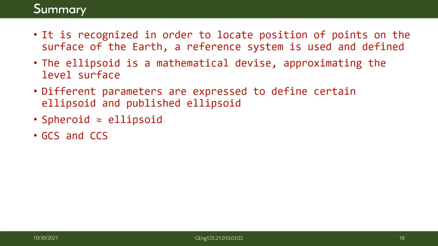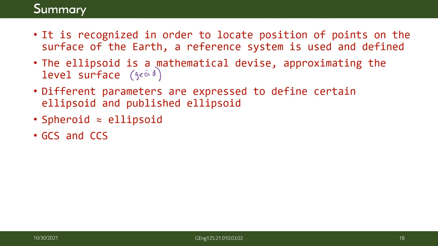So, summary. It is recognized that in order to locate positions of points on the surface of the Earth, a reference system is used and defined, which is the ellipsoid. The ellipsoid is a mathematical device which approximates the level surface, let's say the geoid. Different parameters are expressed to define a certain ellipsoid, and published ellipsoids include WGS84, GRS80, and the Clarke spheroid of 1866.